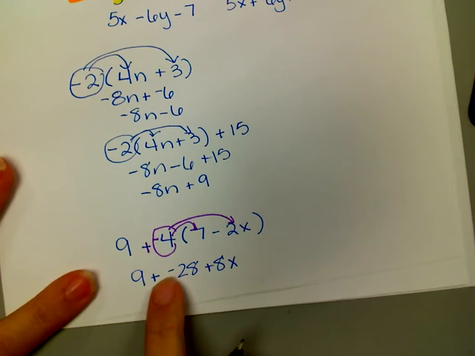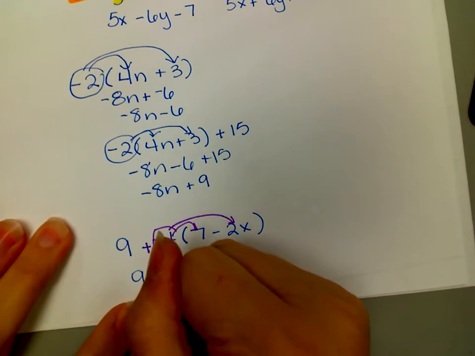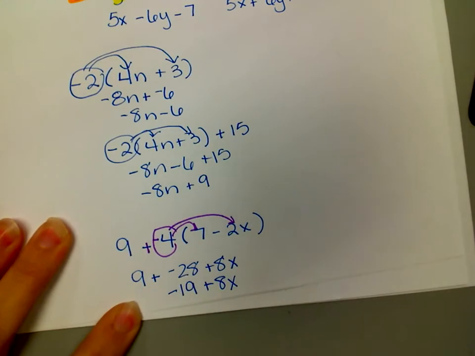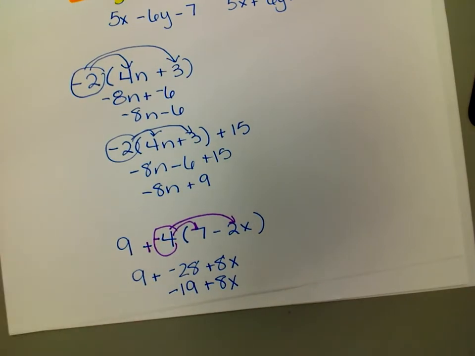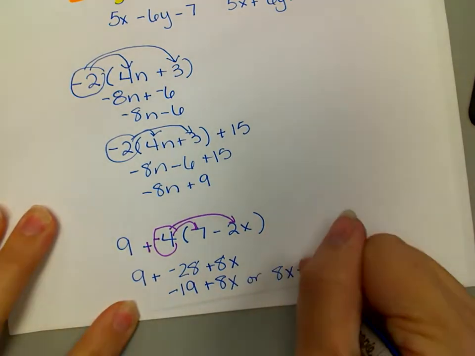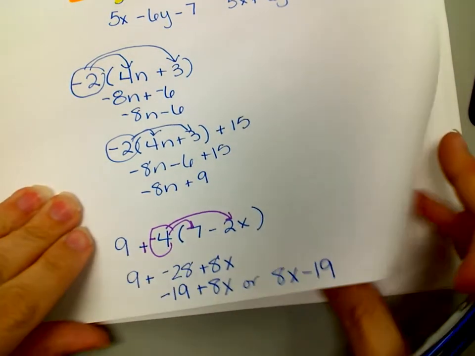Okay, combine these like terms, 9 and negative 28. That's different signs, so I'm going to subtract them. 28 minus 9 would be 19, but it's going to be negative 19 plus 8x. Could I change that around and say 8x minus 19? Surely could. Okay, I'm going to do some more problems because I know that we still need more help on that.